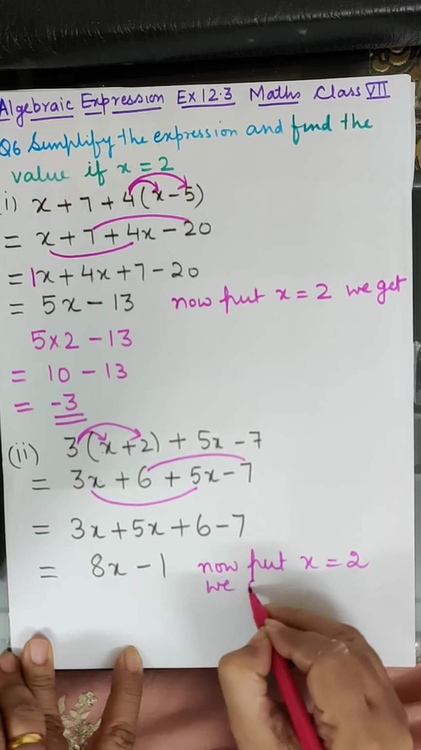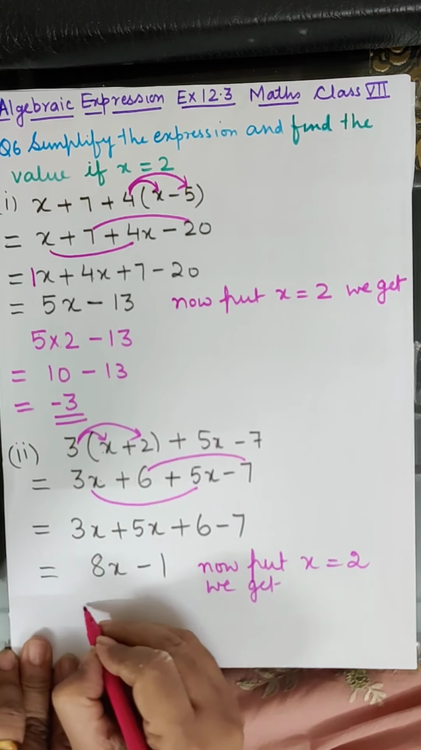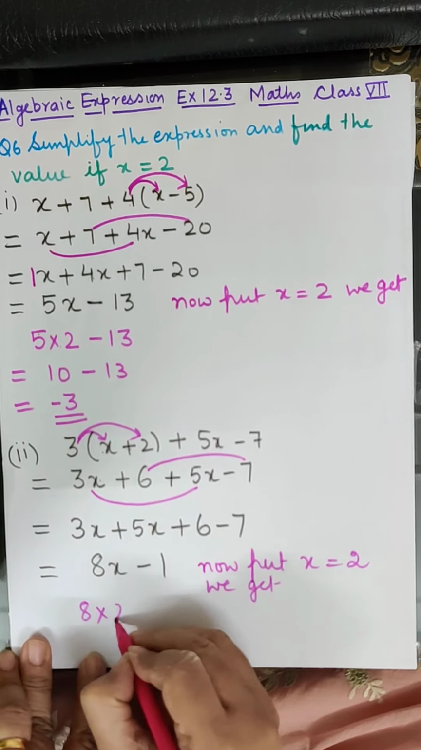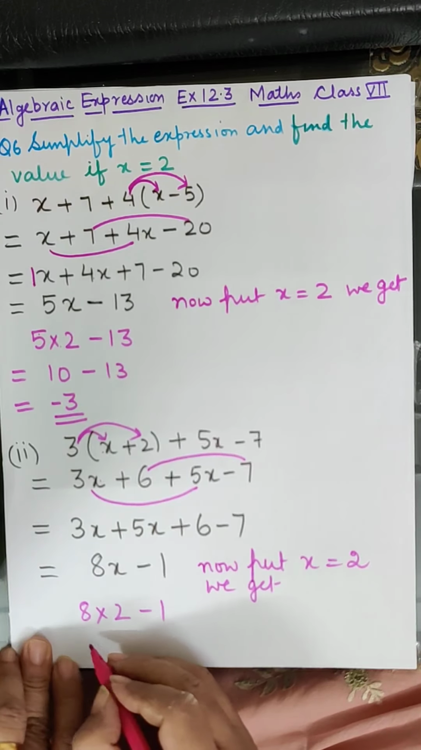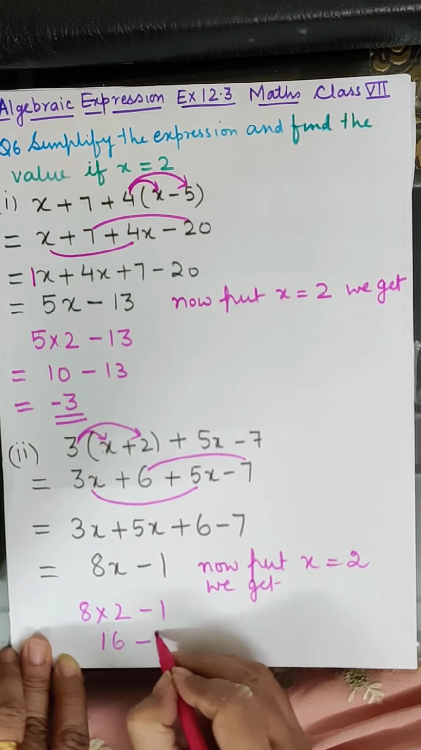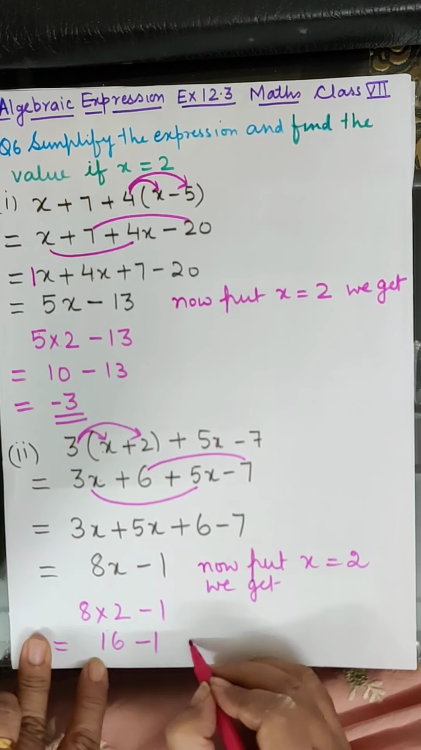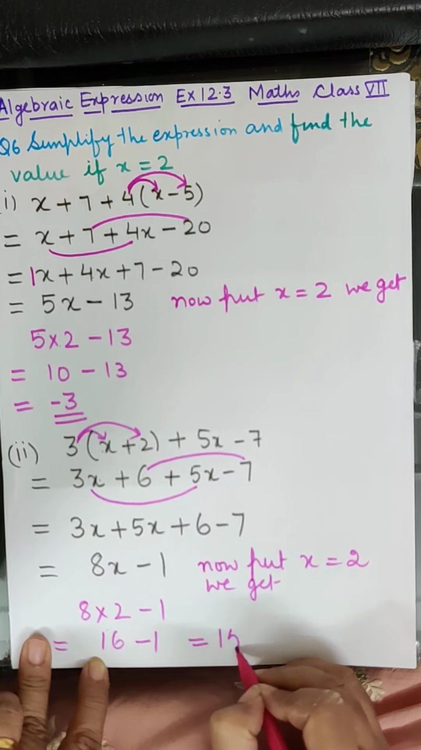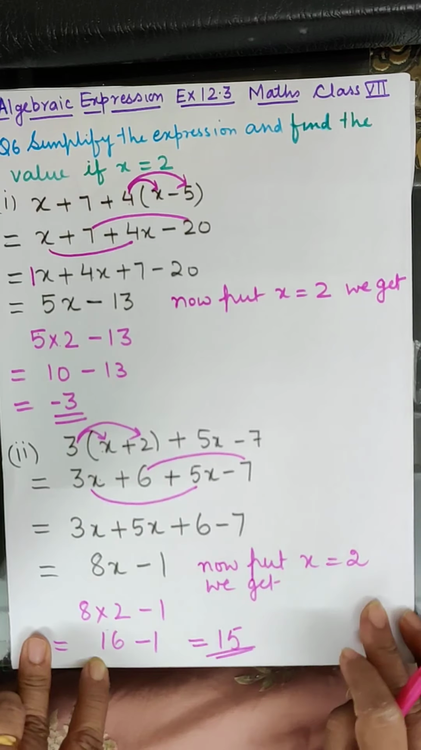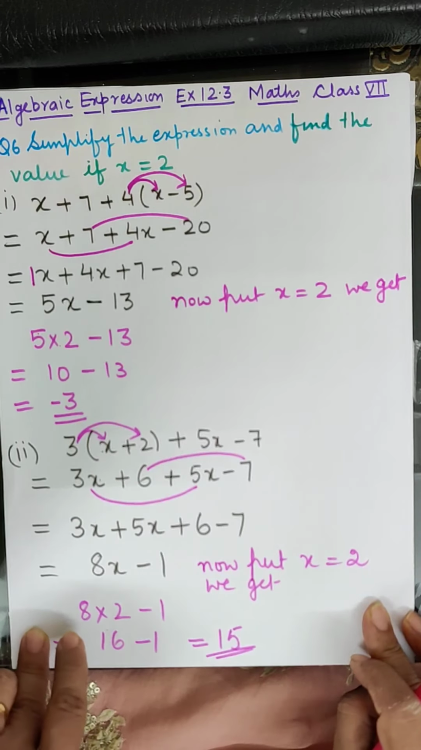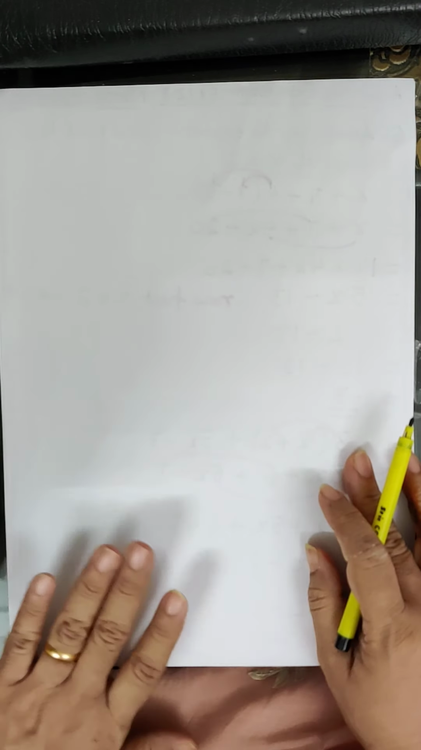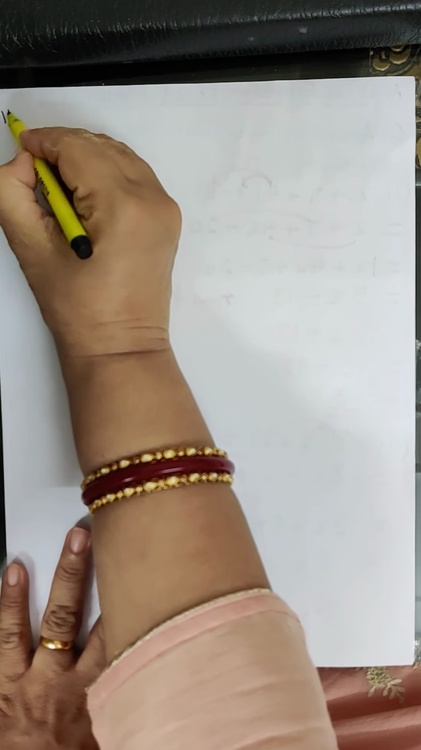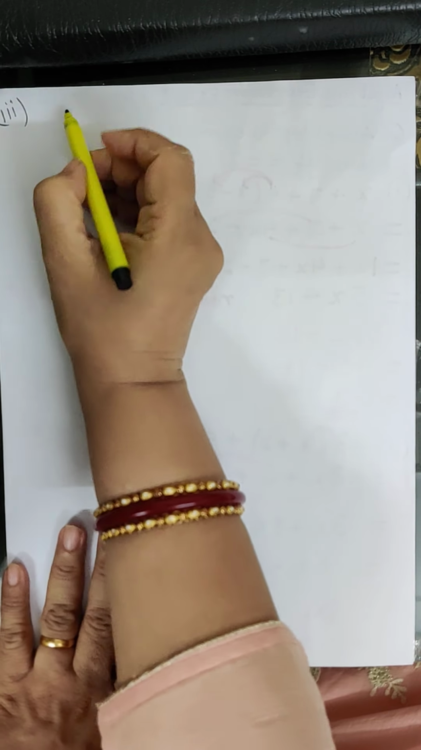We get, what do we get? You see, 8 into 2 minus 1. What is 8 into 2? 8 into 2 is 16. 16 minus 1 is what? This is equal to 15. So this is the answer. Is this clear? Now coming to the third part of the question.